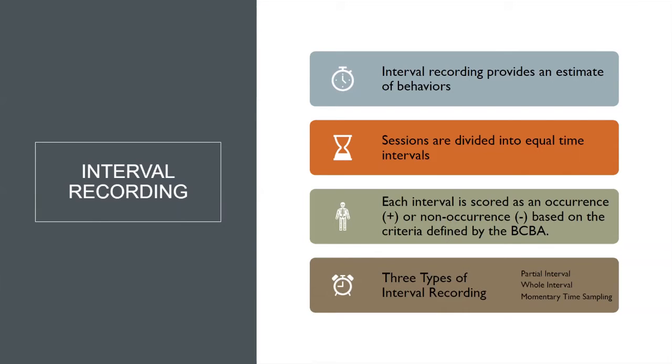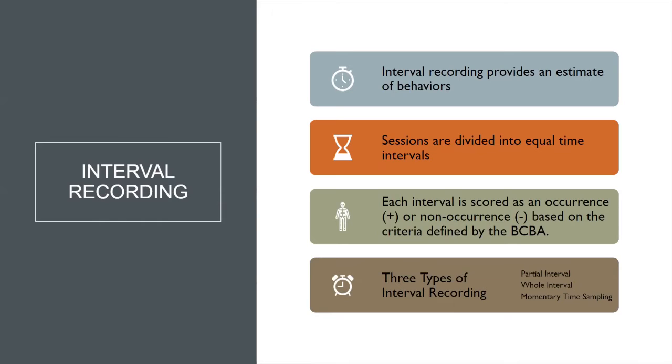Interval recording provides an estimate of behaviors. Sessions are divided into equal time intervals, whether it is 30 seconds, a minute, whatever it may be. The behavior analyst will decide what time interval. The RBT taking that data will score each interval using a plus, which would indicate an occurrence, or a minus that will indicate a non-occurrence of that target behavior.